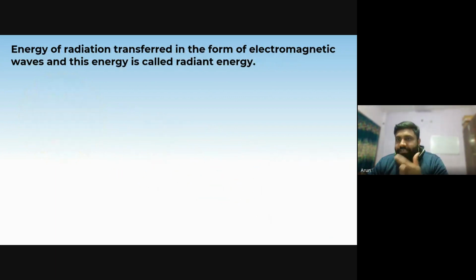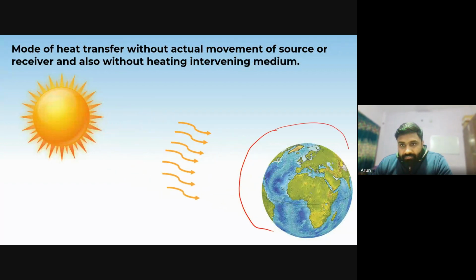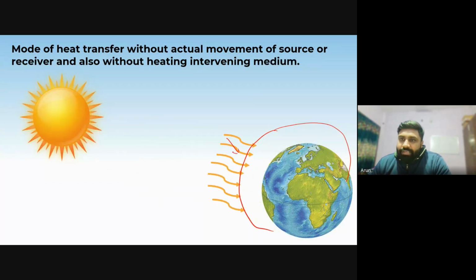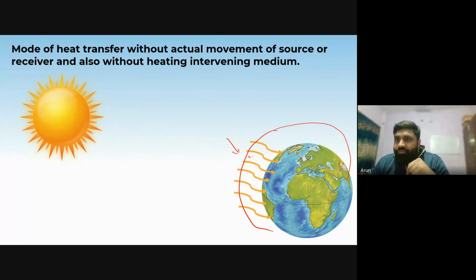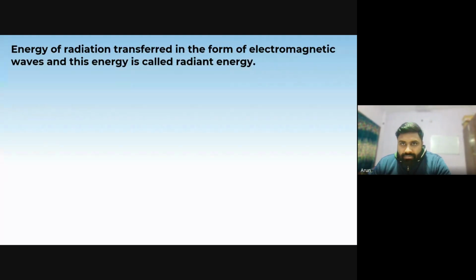So this mode of heat transfer is radiation, but up to what extent? Up to when it has not entered the atmosphere, because then some of the heat is absorbed by our atmosphere also. So this is the important definition: the energy of the radiation transferred in the form of electromagnetic waves is called radiant energy. Got it?